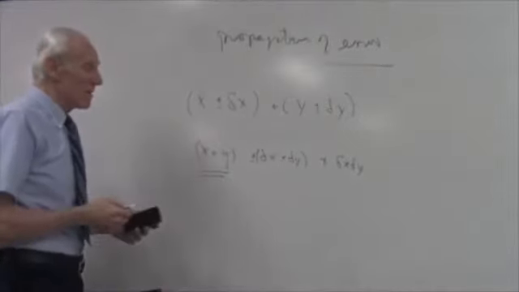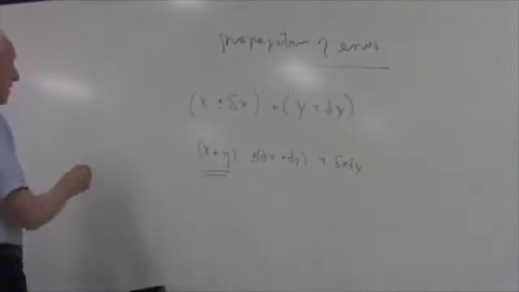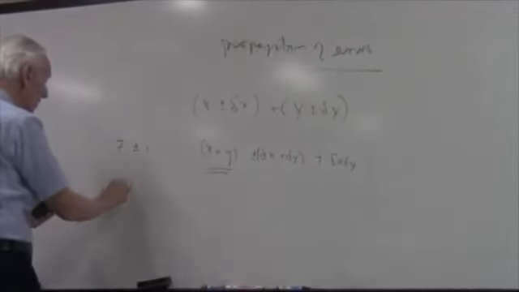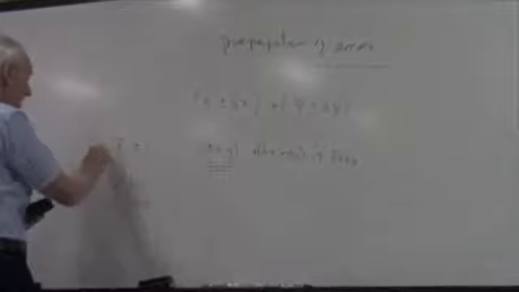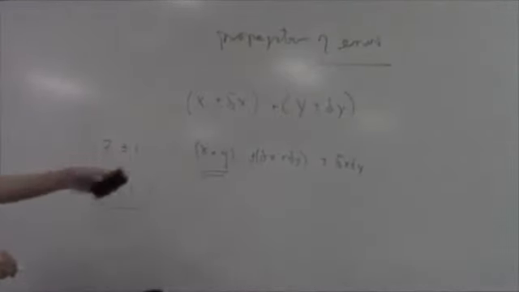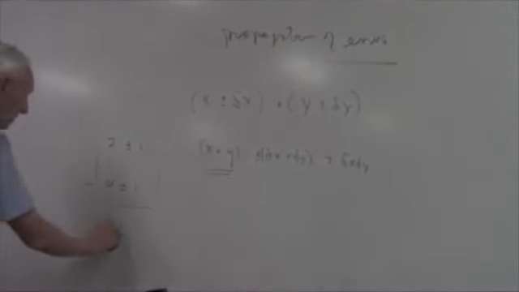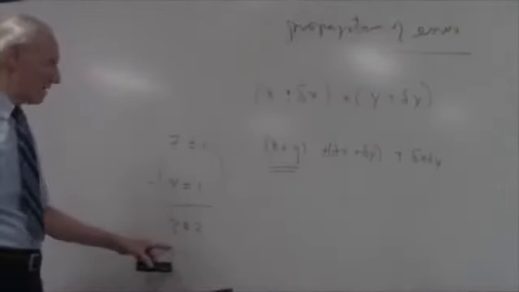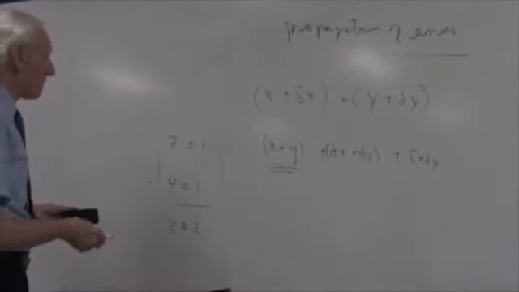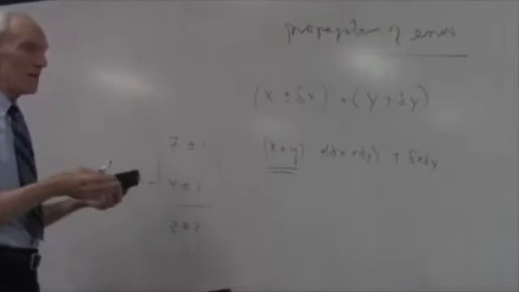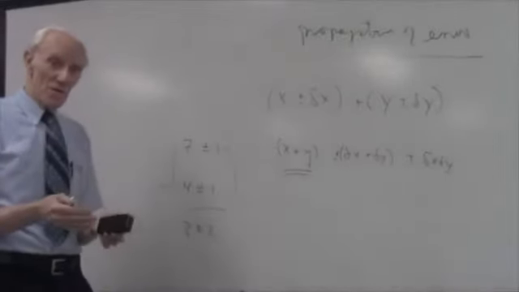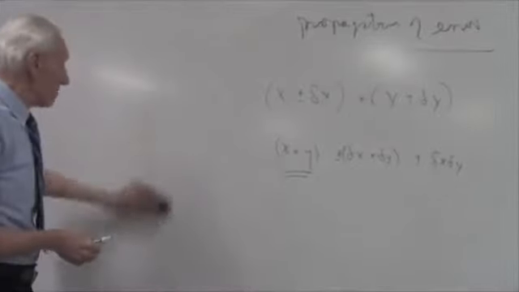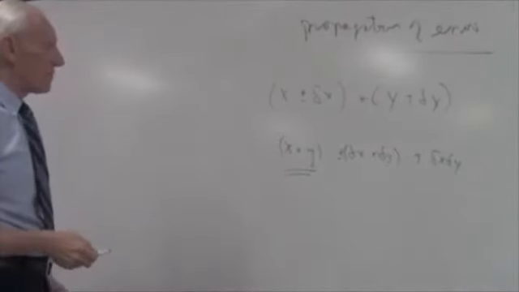There's another thing. If you're designing an experiment and you get a value of 7 plus or minus 1 and 4 plus or minus 1, and you have to subtract these to get the answer for some reason, you're going to get 3 plus or minus 2. That's a 67% error in this number. So you don't ever want to design an experiment in which you have to subtract two numbers that are really close to each other, because you get a whopping percent error. That would be a bad experimental design, so avoid it.